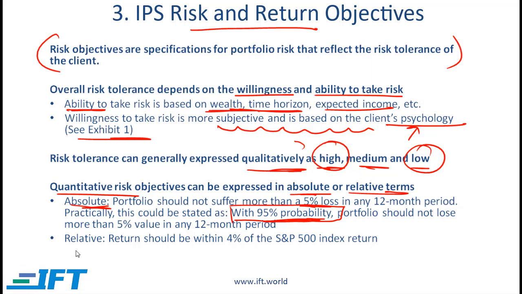Risk tolerance can also be presented through a relative measure, and here we can say something like the return should be within 4% of the S&P 500 index return. If the S&P 500 index is your client's benchmark and the client wants to get a return that is generally around the same return as what the S&P 500 index is giving, then a risk measure could be presented like this, that the return should not be too far off from the S&P 500, and quantifying that not too far off is done through this 4% figure.